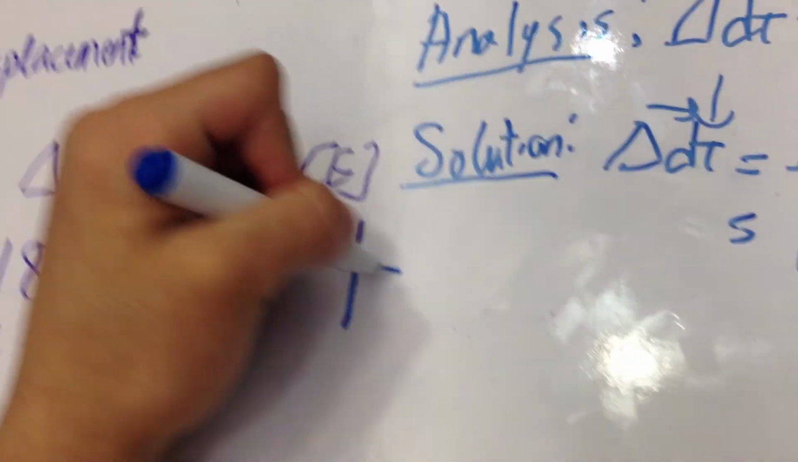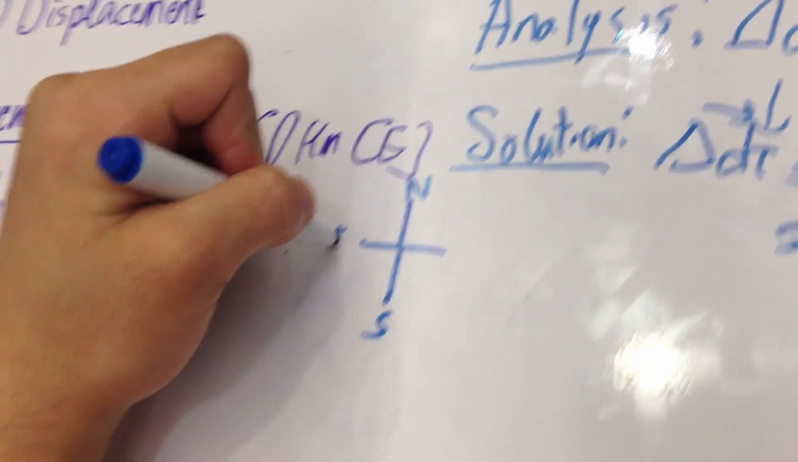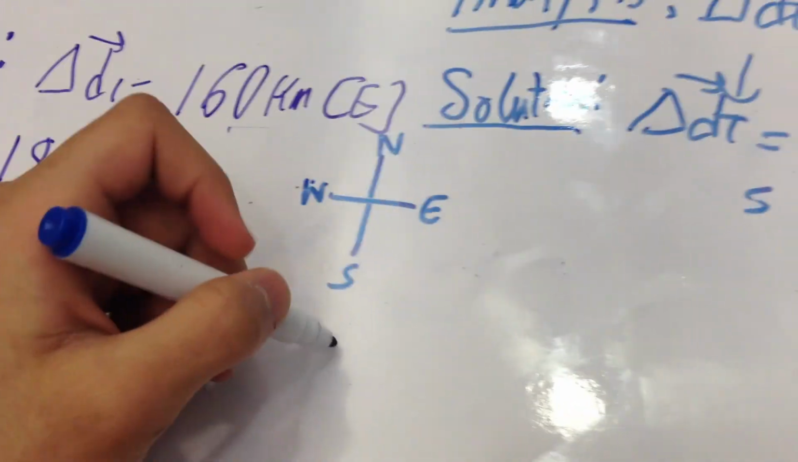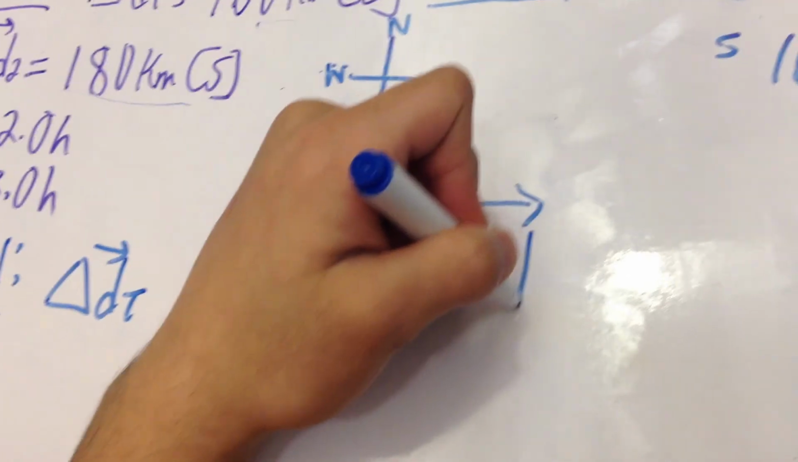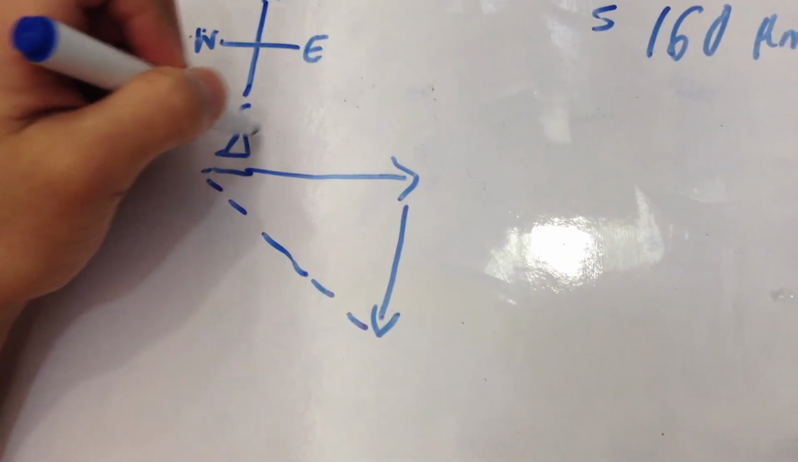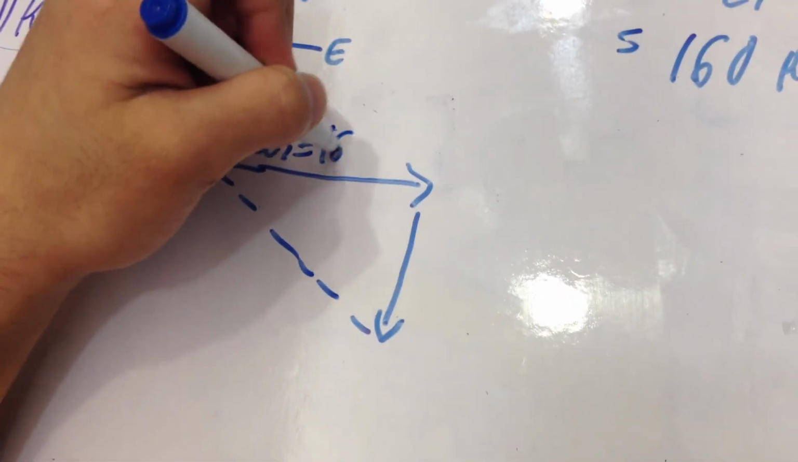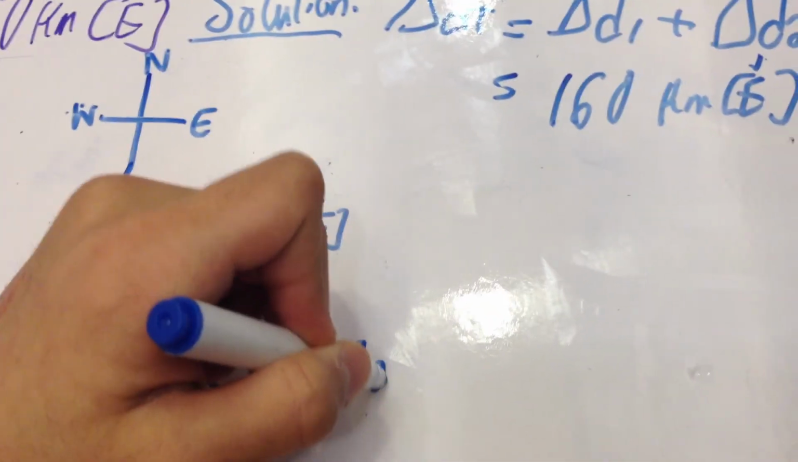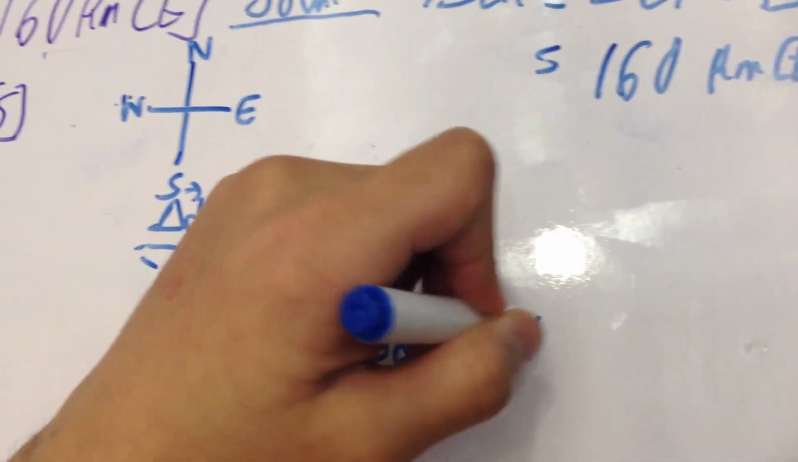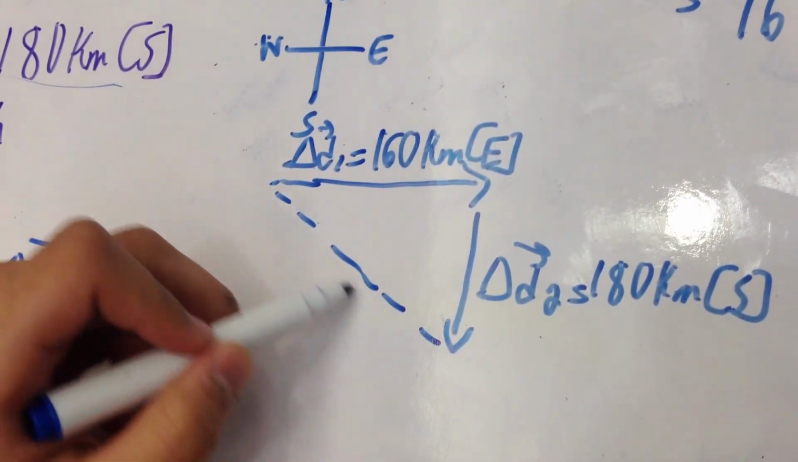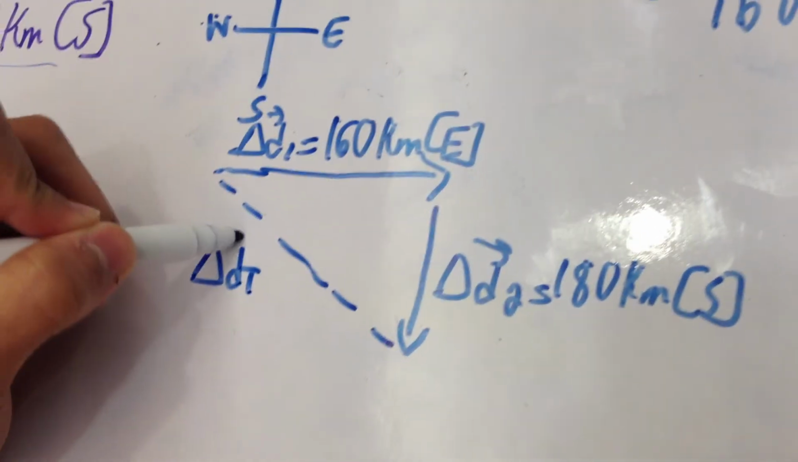Let's draw our compass: north, south, west, east. From this, we can draw our vector diagram. First, we're traveling 160 kilometers east, and then 180 kilometers south. So delta D1 is 160 kilometers east, and delta D2 is 180 kilometers south. What we're looking for is the dashed line, which we will call delta D total.